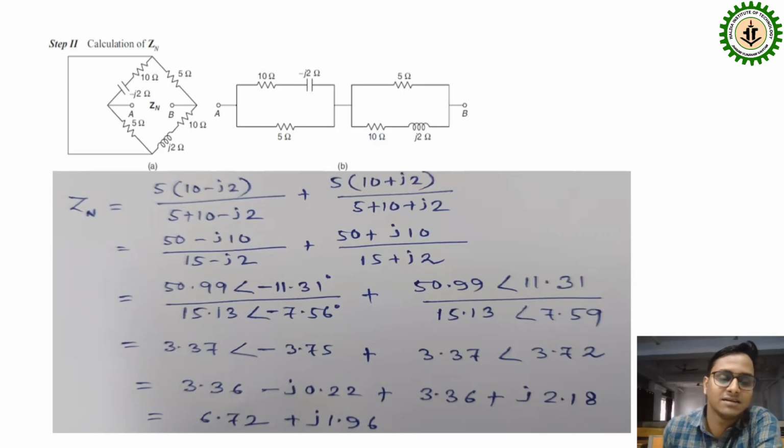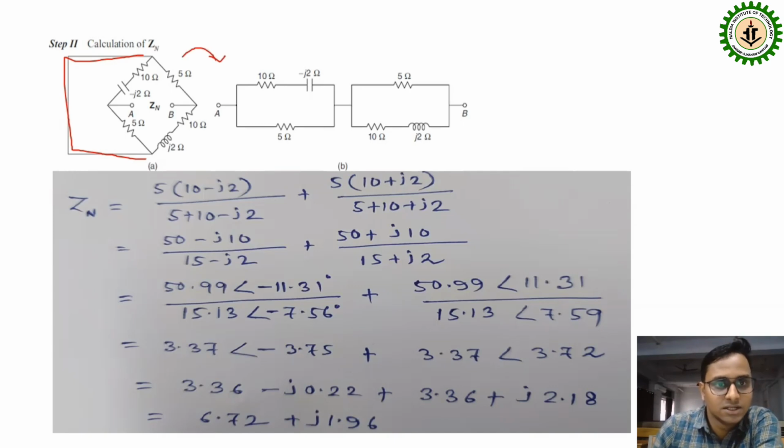Here I have written ZN, that means Norton's equivalent impedance. So here the voltage source was there. The voltage source will be replaced by a short circuit. So this is replaced by a short circuit, and here I am redrawing the circuit.